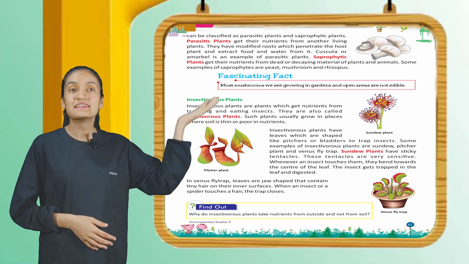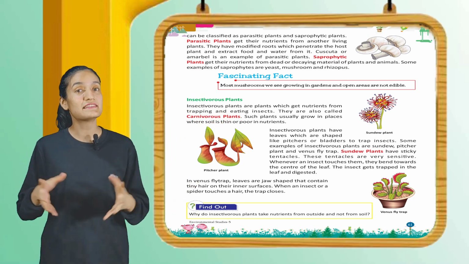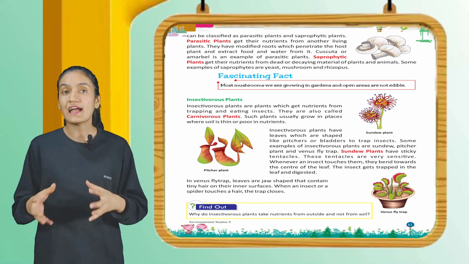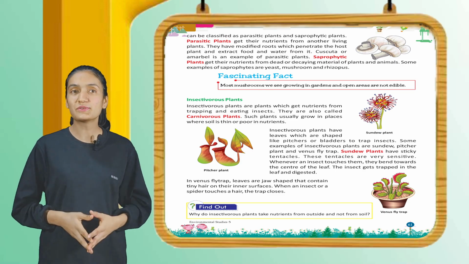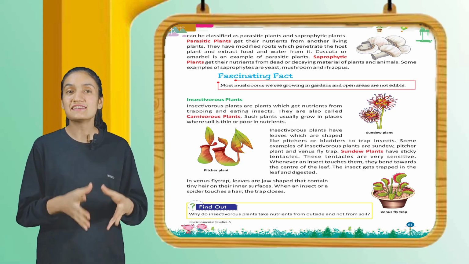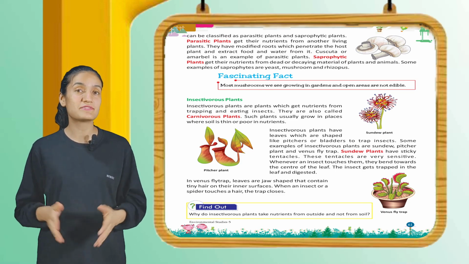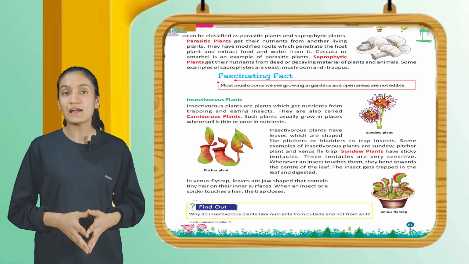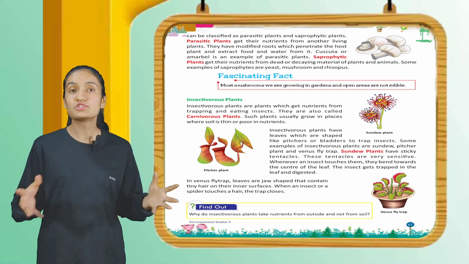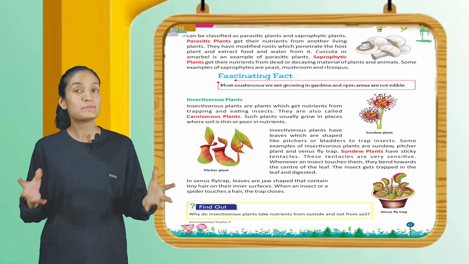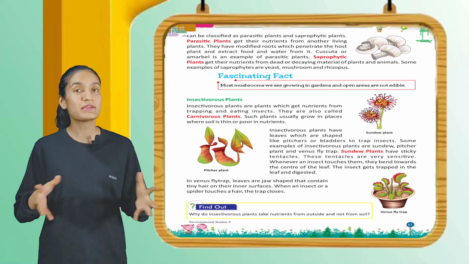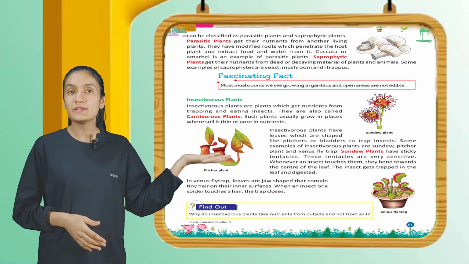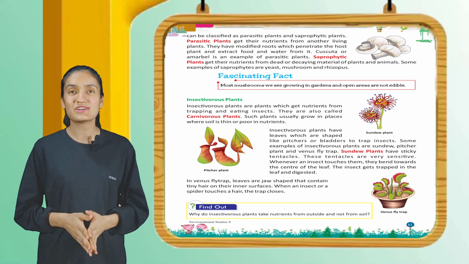Now next is insectivorous plants. Insectivorous plants are plants which get nutrients from trapping and eating insects. They are also called carnivorous plants. Such plants usually grow in places where soil is thin and poor in nutrients. Insectivorous plants have leaves which are shaped like pitcher or bladders to trap insects. Some examples of insectivorous plants are sundew, pitcher plant and Venus flytrap.